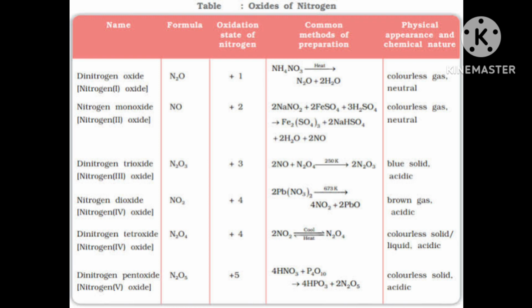Okay, then here you have seen that except two, all are colorless. N2O3 is blue, that is colorful. Another colorful one is NO2, a brown gas. Others are colorless.